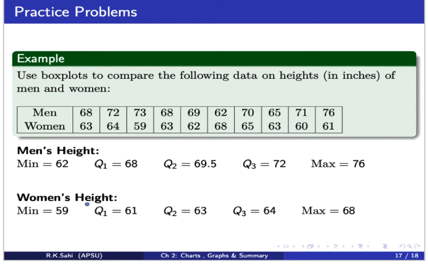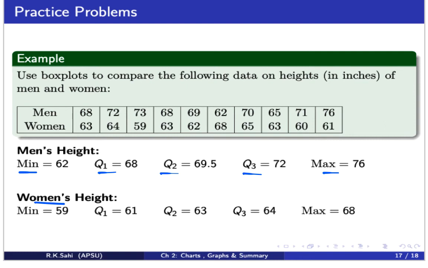When we find the minimum, Q1, Q2, Q3, max, the max is 76, 72 is the 75th percentile, and the median is 69.5. You can plug it in your calculator, so we can do that for one of them. And then for women the median is 63. So let's look at women's height.